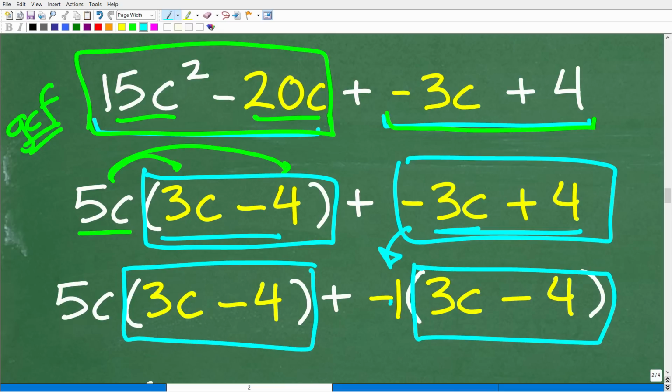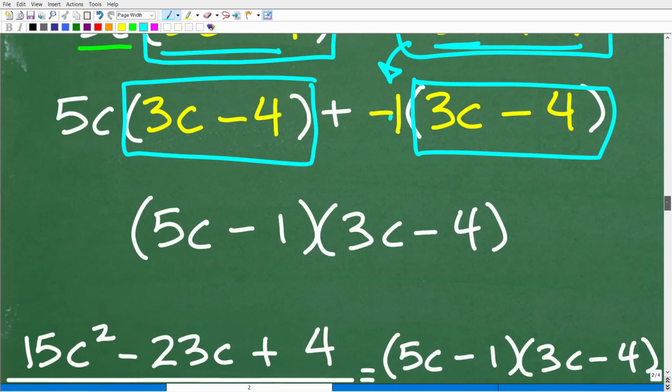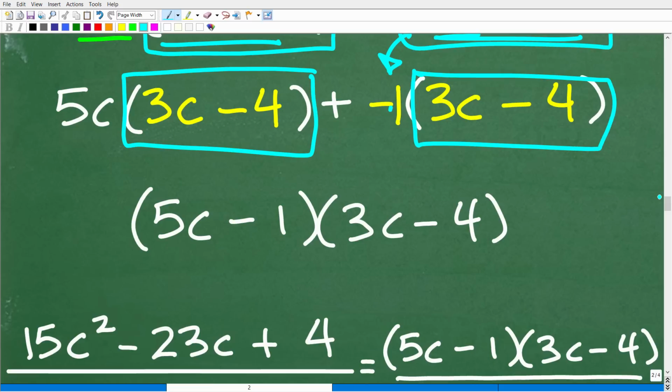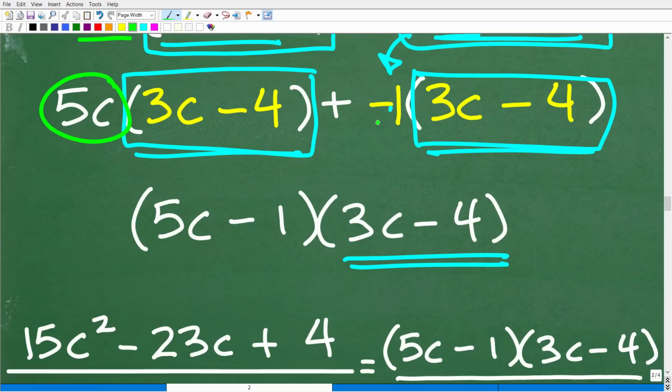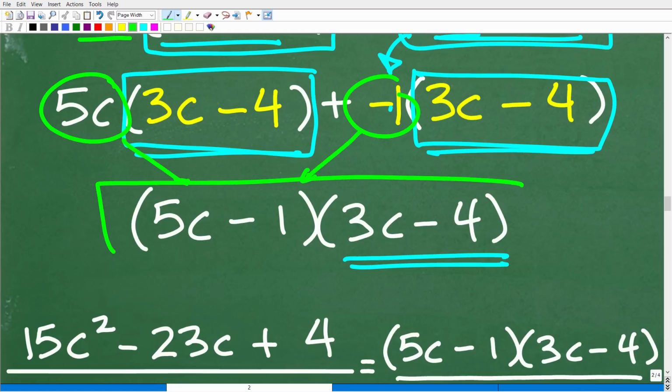Okay, so what we could do is factor that binomial out, all right? And this, I know, is going to be confusing if it's the first time that you're seeing this, but factoring gives a lot of people some challenge. So we can factor this out as the greatest common factor. So we're left with 3c minus 4, and right here is going to be the other binomial, 5c and minus 1, or negative 1. That's going to be the other binomial.